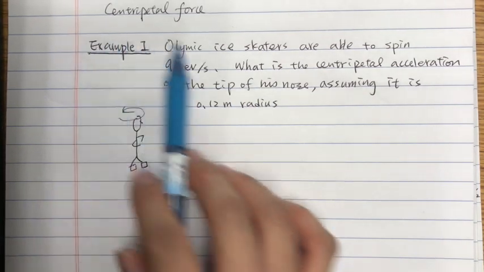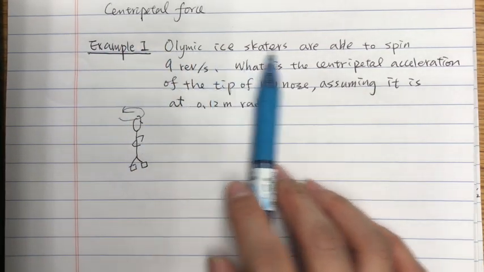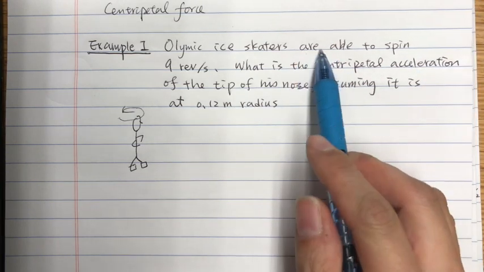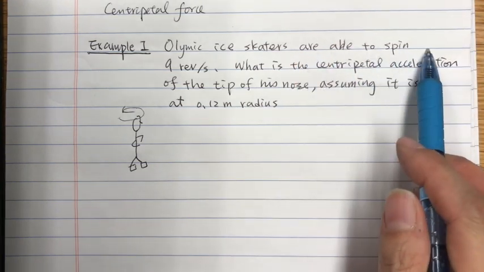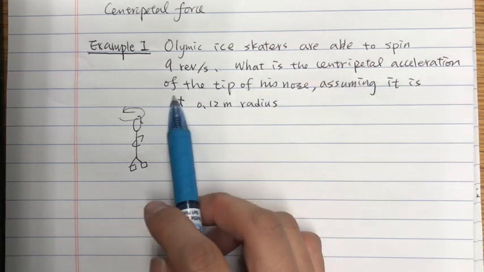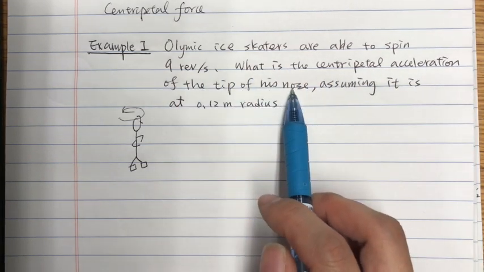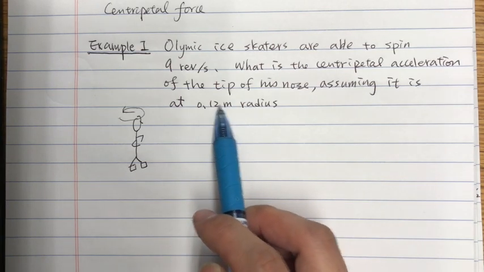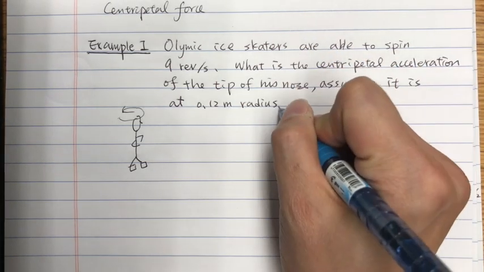So let's consider this example. An Olympic ice skater. Skaters are able to spin 9 revolutions per second. And what is the centripetal acceleration of the tip of his nose, assuming it is 0.12 meters radius?